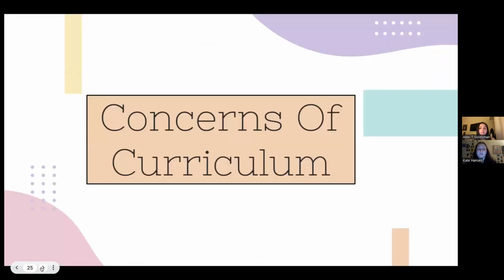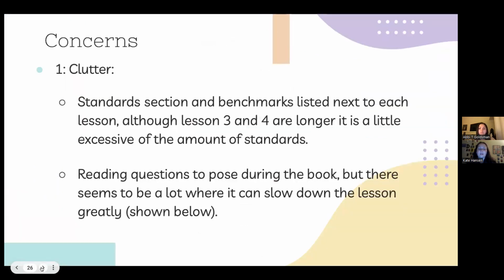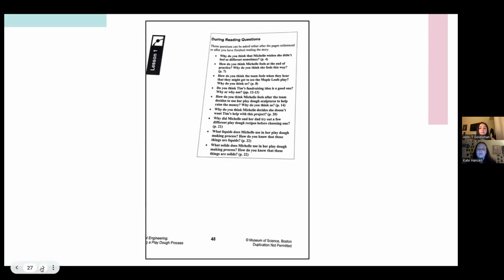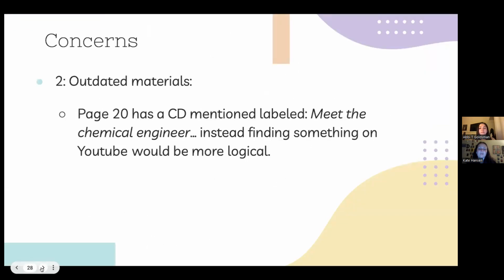Then we have concerns of the curriculum. The first is it's a little bit cluttered. The standards section and benchmarks listed are a little long, especially for lessons 3 and 4, and it seems excessive. The reading questions to pose during the book also seem to be a lot, where it could even slow down the lesson. We already showed the standards list, but these are the during-reading questions, which you can see is an excessive amount.